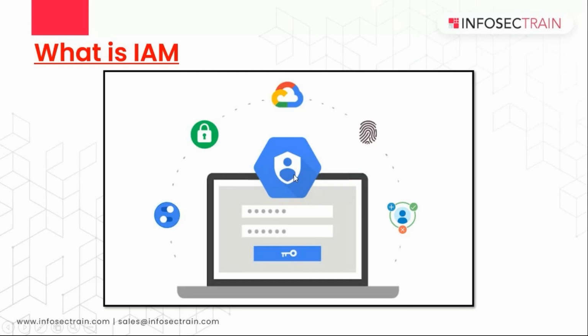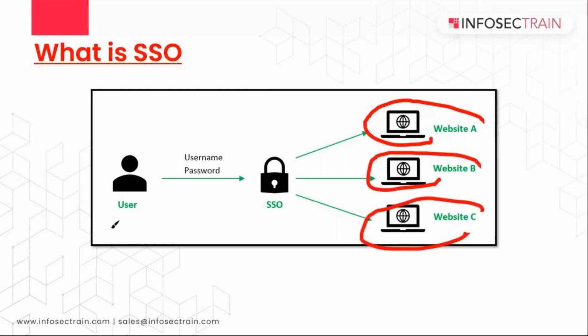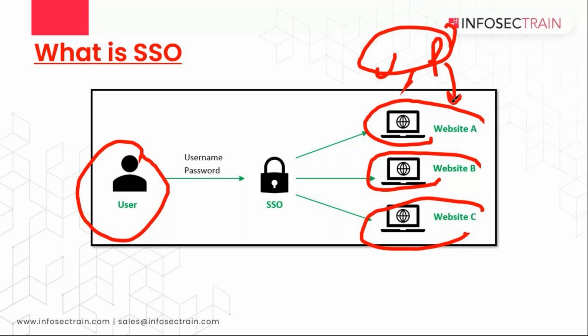This is the IAM I've just shown you. Now we have a concept called single sign-on, which is a very important thing in the context of IAM, and pretty simple. Say this is website first, this is website second, and this is website third. This is me. I need a username and a password for this particular website, a unique one.